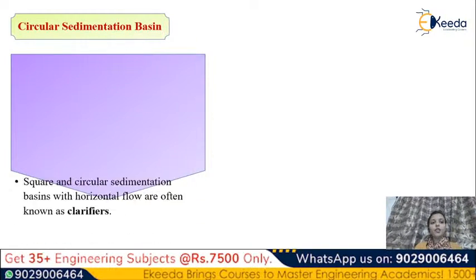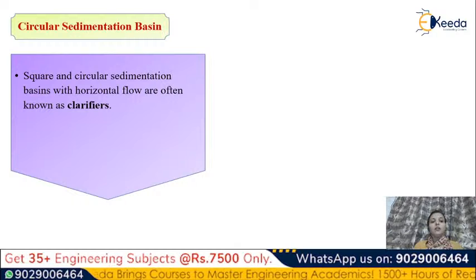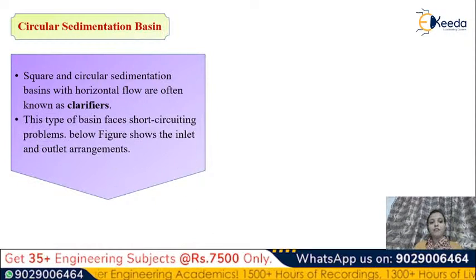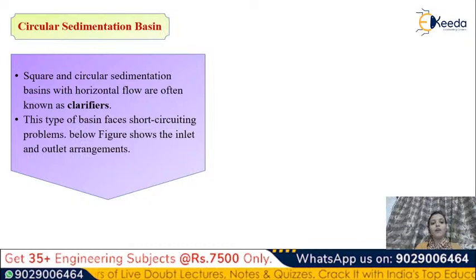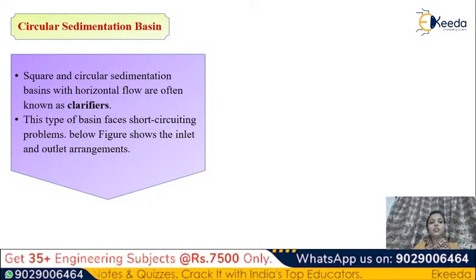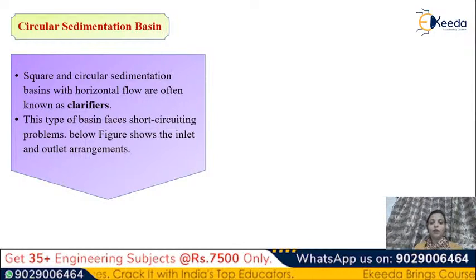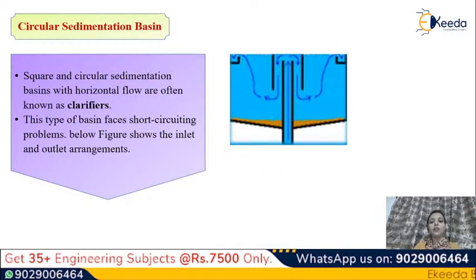So the next type is the circular sedimentation basin. The circular sedimentation basins with horizontal flow are often known as clarifiers. Whenever a problem is asked based on the design of circular sedimentation, they use the term clarifier. Clarifier means the circular sedimentation. This type of basin faces a short circuiting problem, which we are not facing in the rectangular sedimentation type. The figure below shows the inlet and outlet arrangement of circular sedimentation.